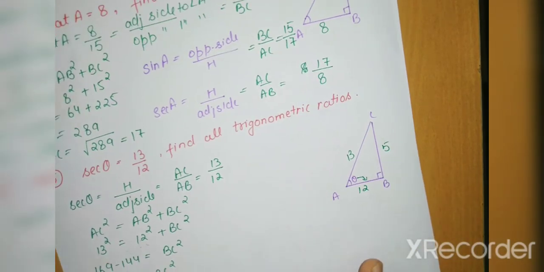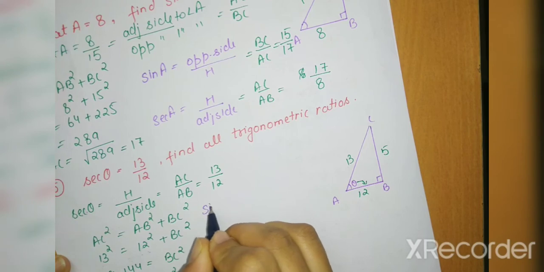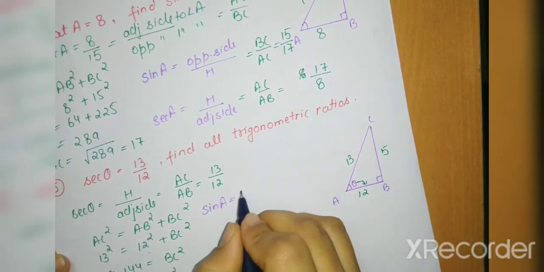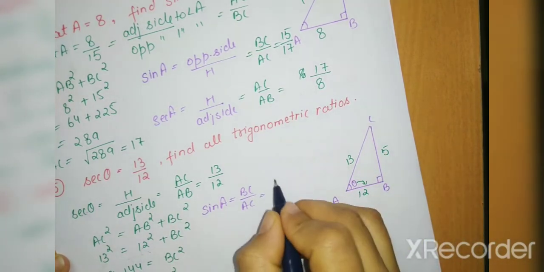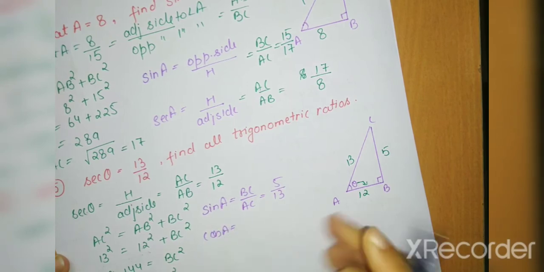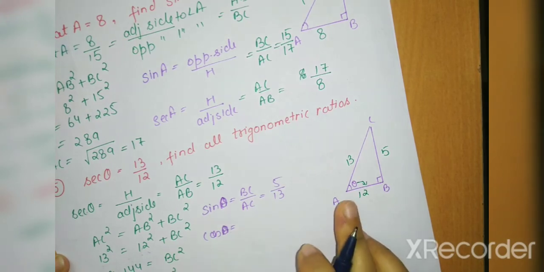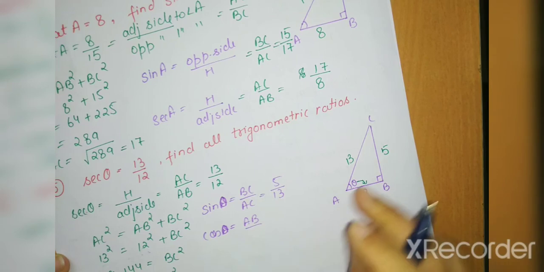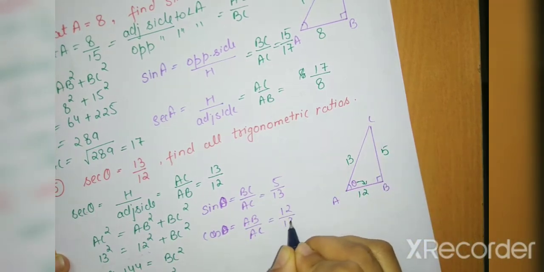Now see, I want the value of all trigonometric functions. We start. So sine A. Sine means, for this angle, opposite side BC by hypotenuse, that is AC. So my answer will be 5 by 13. Cos A. Theta we have taken, right? So theta we can write this side. Cos theta means adjacent, that is AB by hypotenuse, AC. So here I can write 12 by 13.